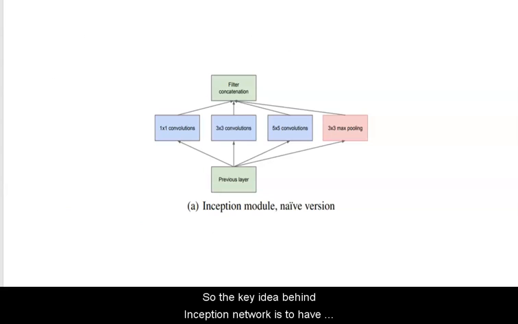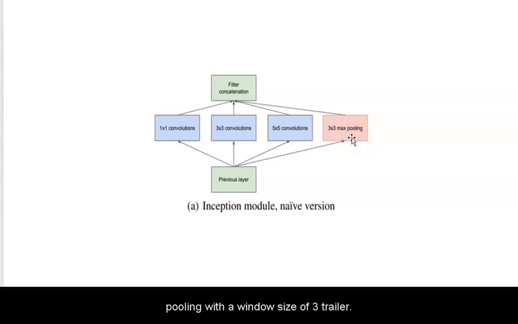So the key idea behind Inception Network is to have parallel convolution layers, as you can see in this figure. Here we have a 1x1 convolution, another convolution with a kernel size of 3x3, another convolution with a kernel size of 5x5, and even a max pooling with a window size of 3x3. And finally, the results are concatenated.